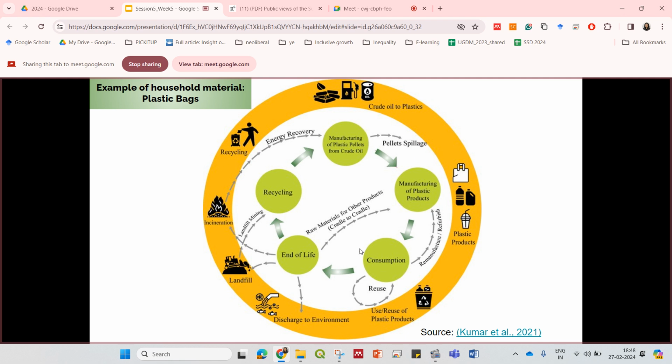Then even after the consumption, if it's not a properly constructed product, it sometimes goes into remanufacturing or refurbishment, or even after a small time use, it again goes into refurbishment. So again, it follows this flow. Sometimes after consumption for one kind of use, you again reuse certain plastic products again and again. So it goes into this loop of reuse.